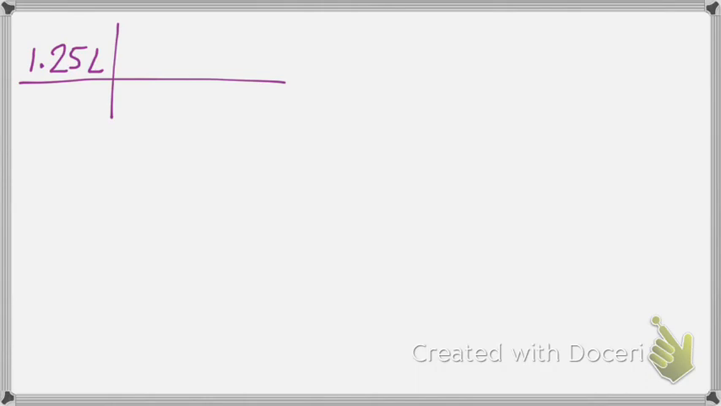So we're going to have 1.25 liters of 0.500 moles per liter of the lead nitrate, lead 2 nitrate. It's 0.05, and I have it on my paper as 0.05. There we go. All right.